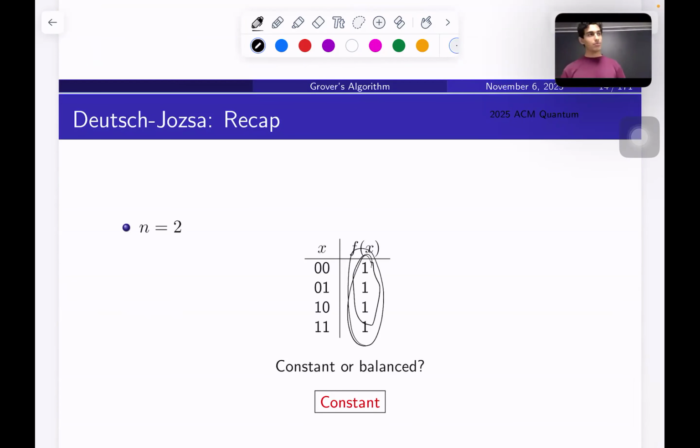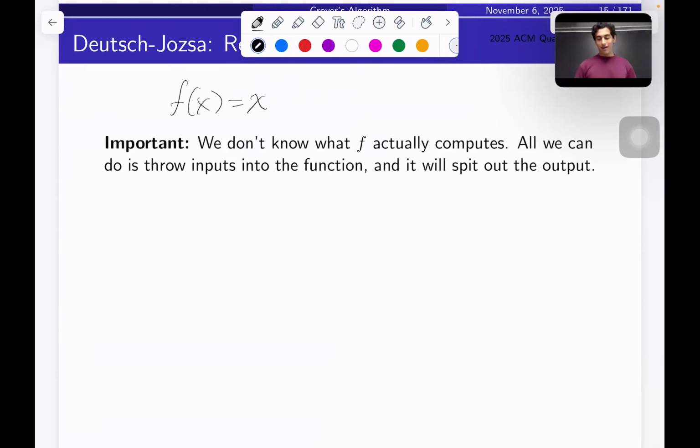An important thing about the algorithm is that we don't know what f does. We don't have anything saying f of x equals x, like an identity function or anything like that. All we can do is chug inputs into f, inspect the output, and then determine something about f. So we call it a black box. We throw an input into the function and read f of x as an output without knowing what it is actually computing.